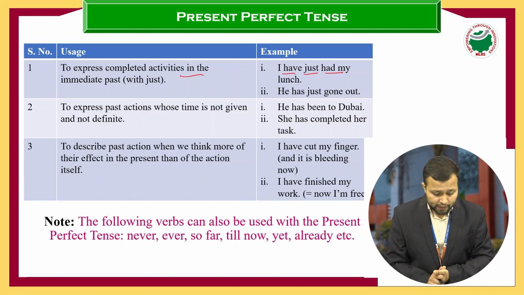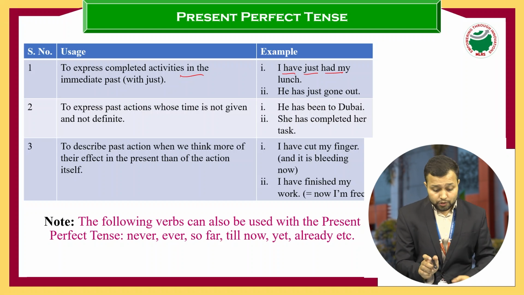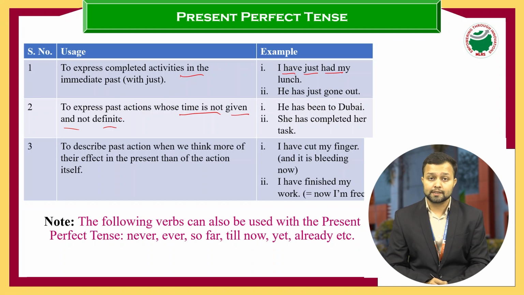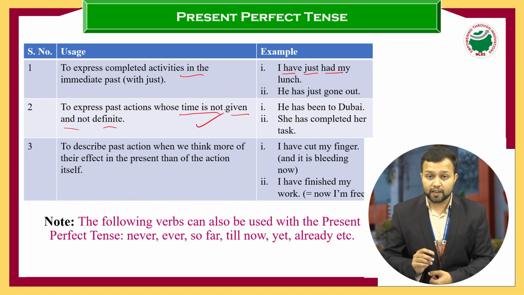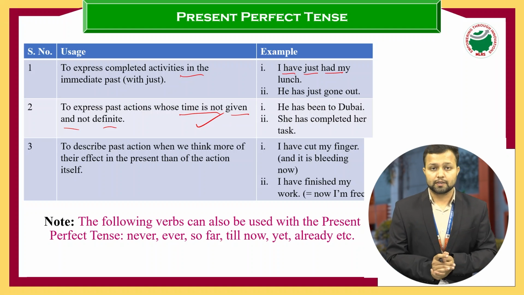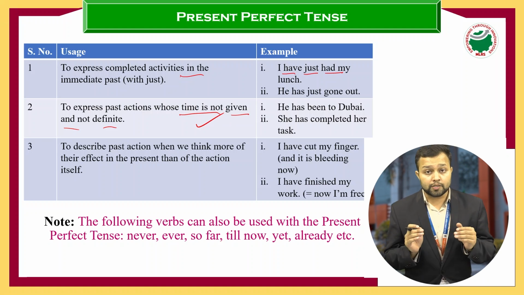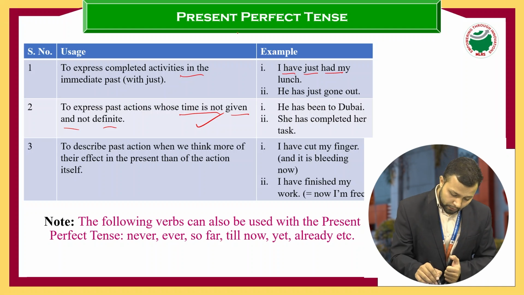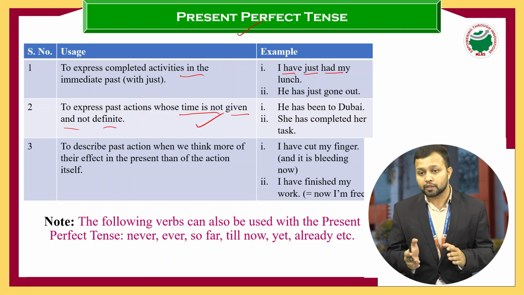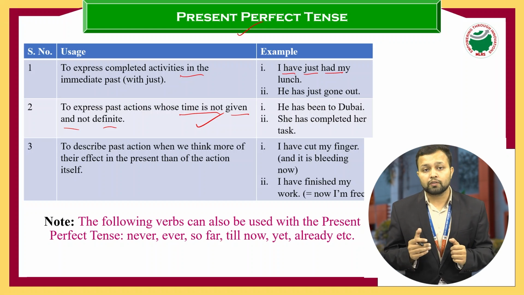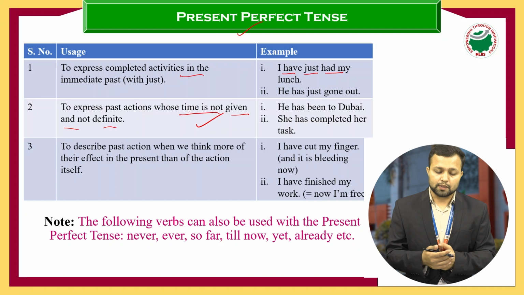One more thing, to express past actions whose time is not given and not definite. This is necessary, and this differentiates past simple tense and present perfect tense. What is the difference? When time is not mentioned and not definite, we will use present perfect tense. But if some time in the past is given, is mentioned, or is understood by the context, in that case we will use past simple tense.